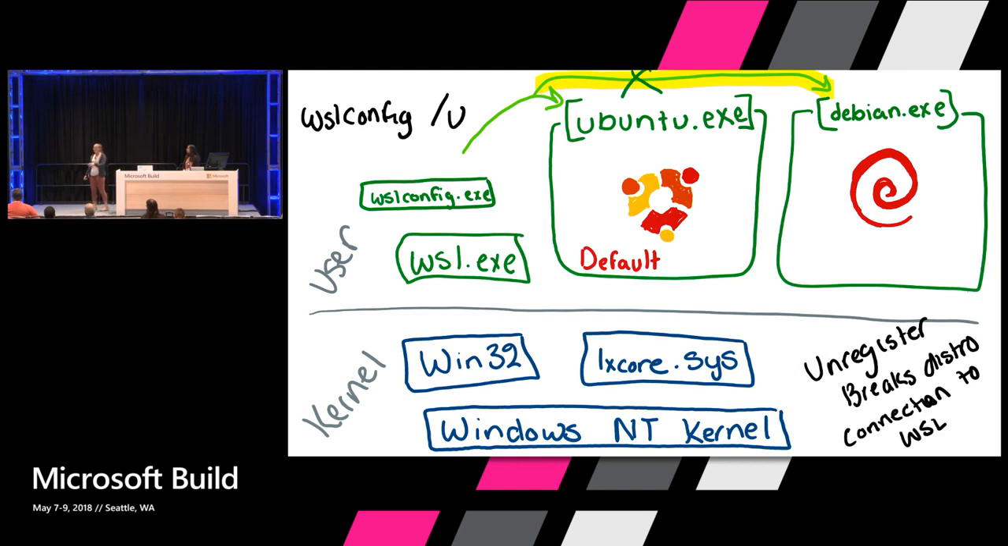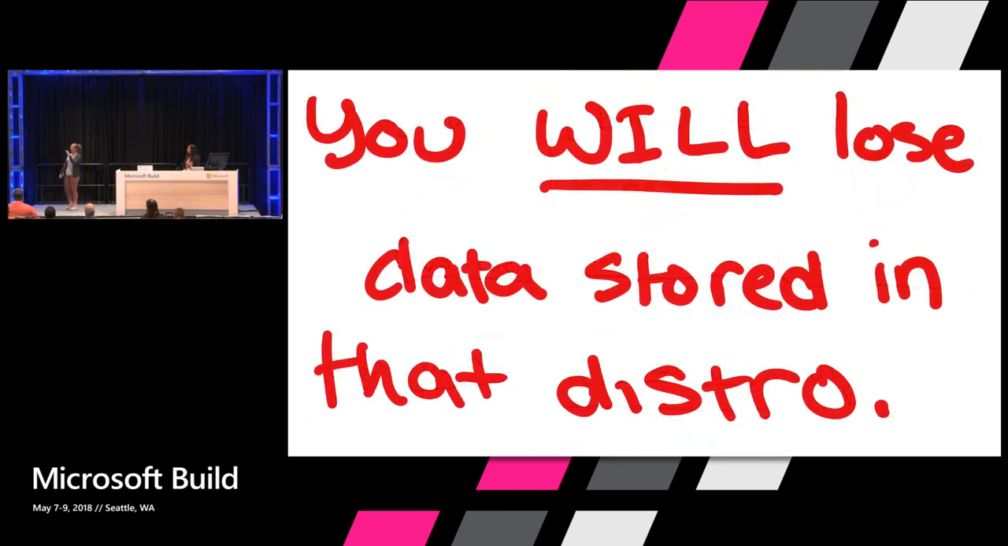You can also unregister. It's a good way to get a clean install. This does not delete the bits from your computer, but it does clean out whatever you've installed on the distribution. Don't do this, you will lose data. If you unregister, we do completely clean out all of the things that you have ever installed. So the next time you run Ubuntu or Debian, we're actually going to reinstall that for you.